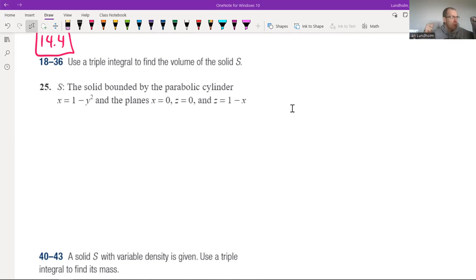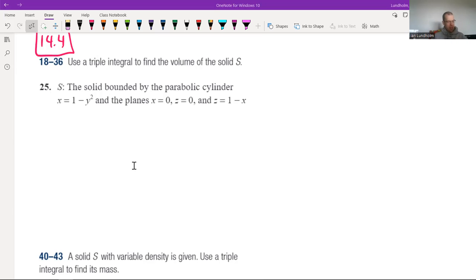But anyways, we are using a triple integral to find the volume of the solid F here in number 25. We don't have any picture. We have four equations. What I would do with these is probably sketch graphs initially, and as I do that, try to think about what order of variables in integration will be the best for us.